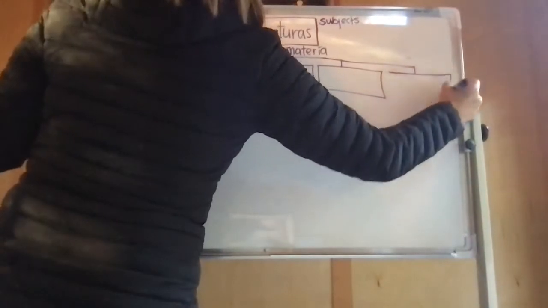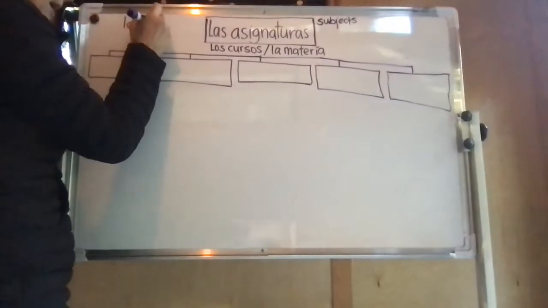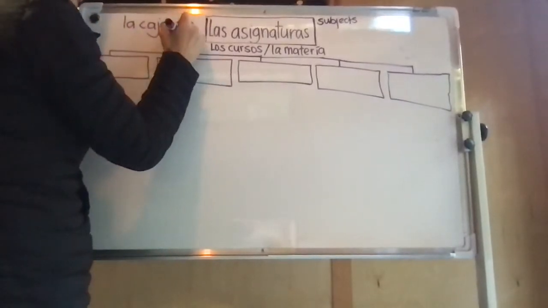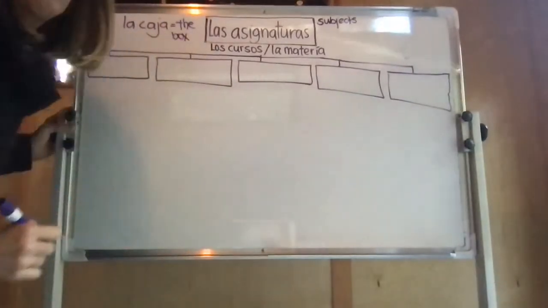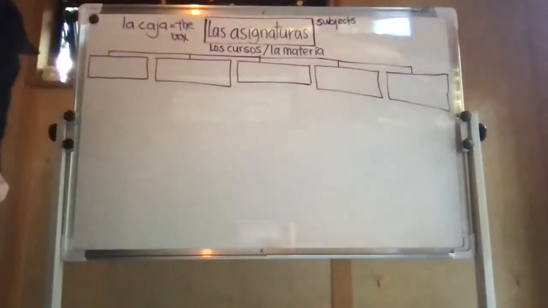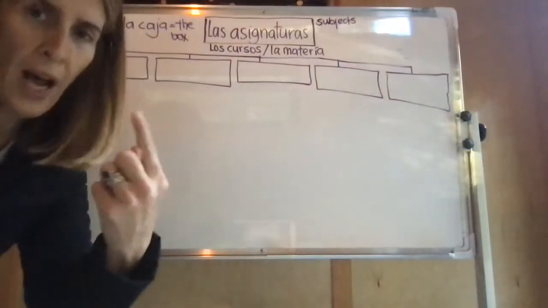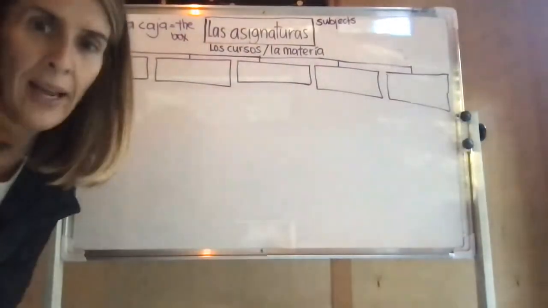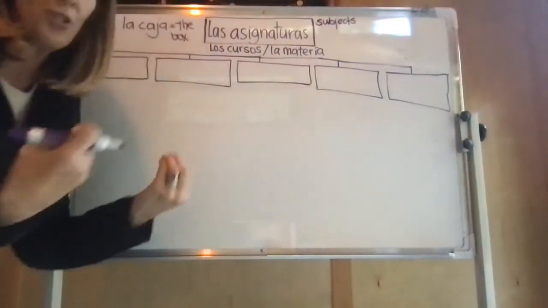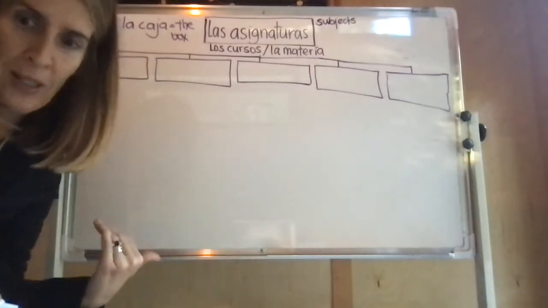And here's how I spell caja. La caja, the box. Las cajas, the boxes, okay? Hay 1, 2, 3, 4, 5 cajas. And in each one of these cajas, I'm going to put una asignatura, okay? One subject matter. Then underneath, I'm going to put the courses, los cursos, that go under las asignaturas, okay?